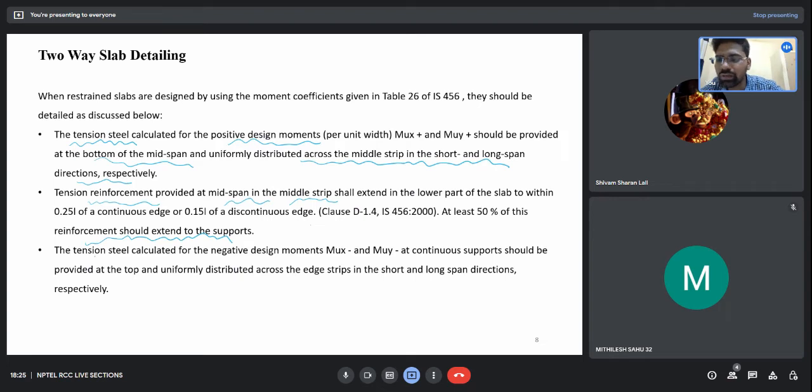Now let's talk about the third point. The tension steel calculated for the negative design moment. Now we are talking about the bars which we will provide in the edge part, because in the edge we provide negative reinforcement. That is the reason we divided the slab into different strips. So the negative moment at the continuous support should be provided at the top and uniformly distributed across the edge strip in the short and the long span direction respectively.